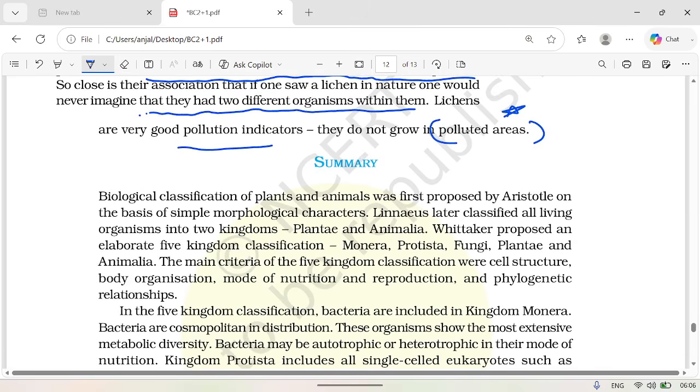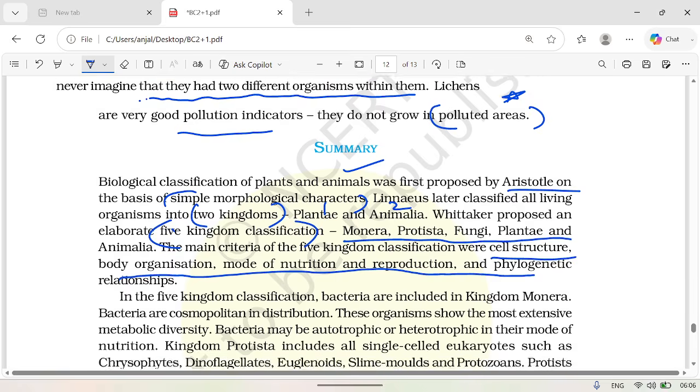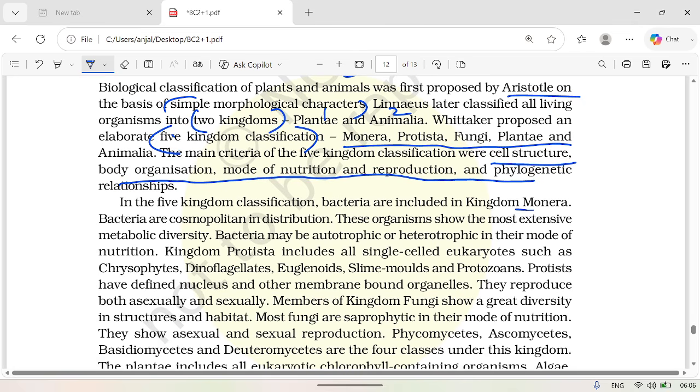Then, coming to the summary part, the biological classification of plants and animals was proposed by Aristotle on the basis of simple morphological characters, and Linnaeus later classified all living organisms into two kingdoms, Plantae and Animalia. Whittaker proposed the five-kingdom classification: Monera, Protista, Fungi, Plantae and Animalia. The main criteria of five-kingdom classification were cell structure, body organization, mode of nutrition, reproduction, and phylogenetic relationships. In it, bacteria are included in the kingdom Monera. Bacteria are cosmopolitan in distribution and show the most extensive metabolic diversity. They can be autotrophic or heterotrophic in their mode of nutrition.